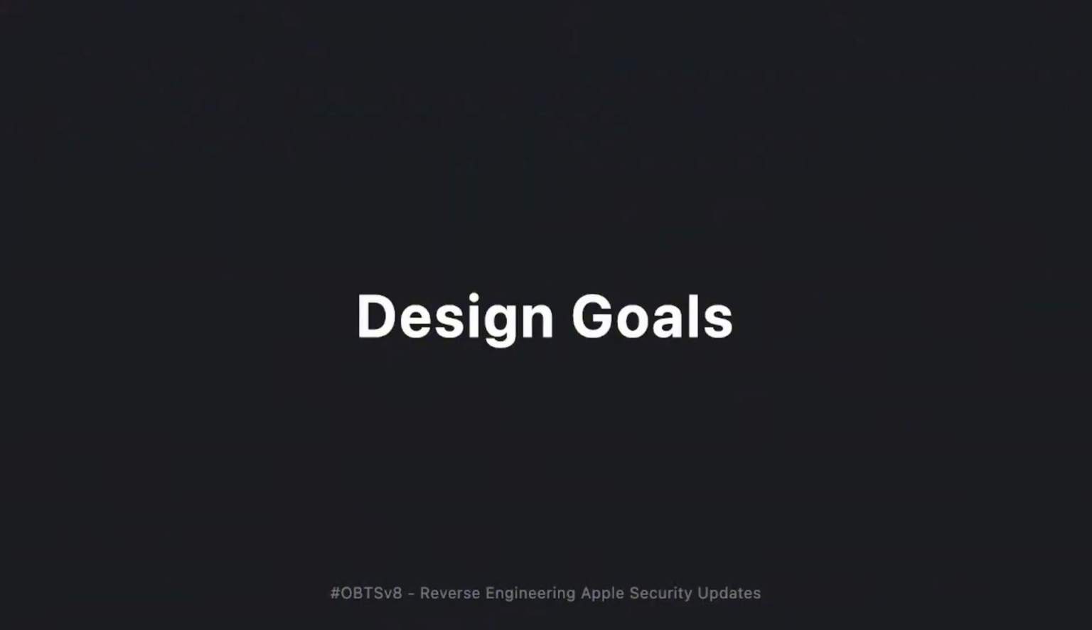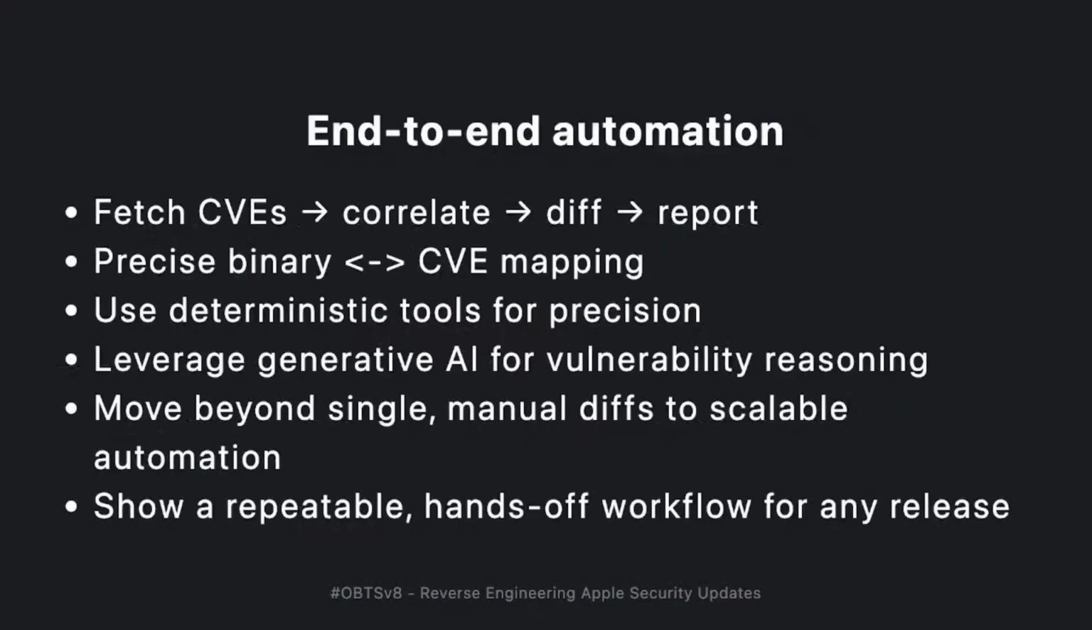So here are our design goals for this new way of working. I want to have this end-to-end automation. I want a system that will fetch a CVE, correlate that CVE to a binary, automatically diff it, and then generate me a report. I want it to be accurate, so we're going to give it the right context.